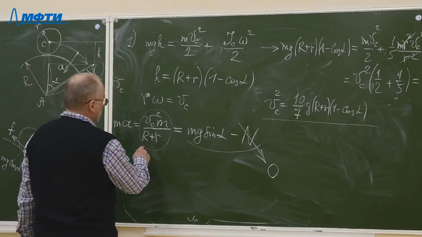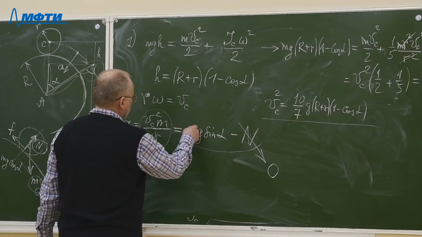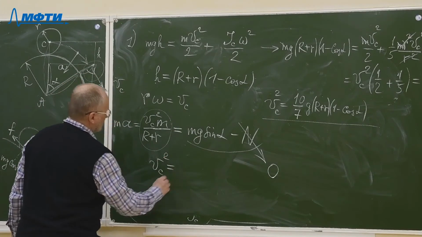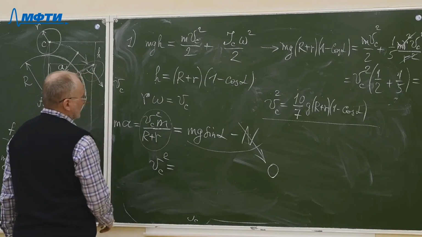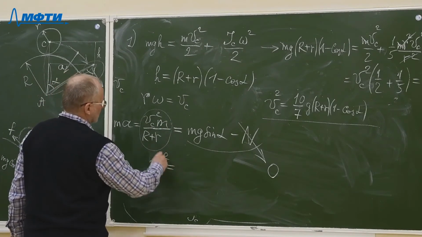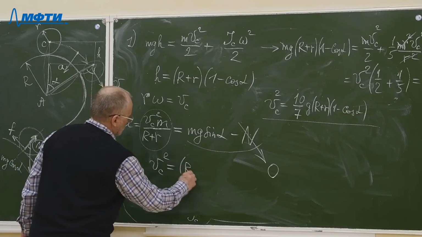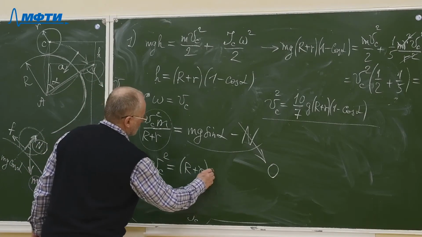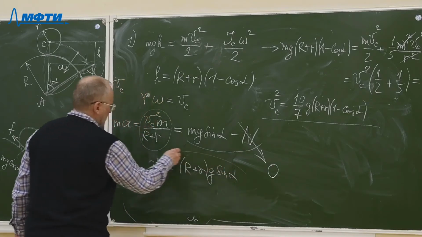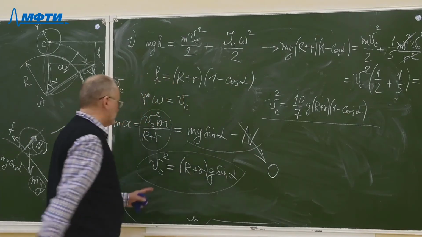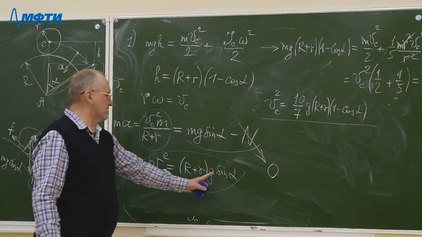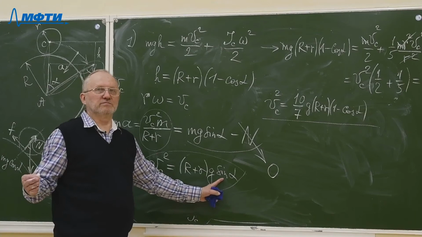So what remains in this equation? The mass will cancel, and we can find the velocity of the center of mass squared from this equation. That will be capital R plus small r, times g sine alpha. Such must be the velocity of the center of mass when the sphere is disconnected from the surface.